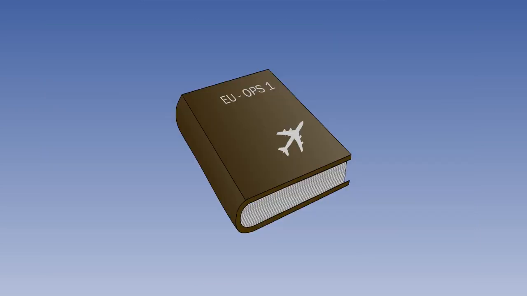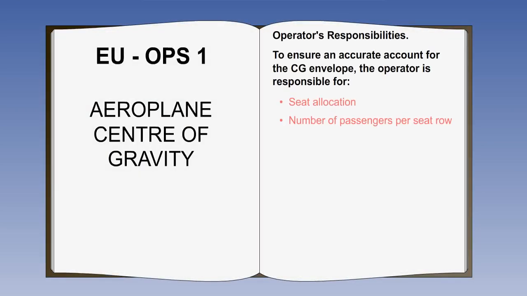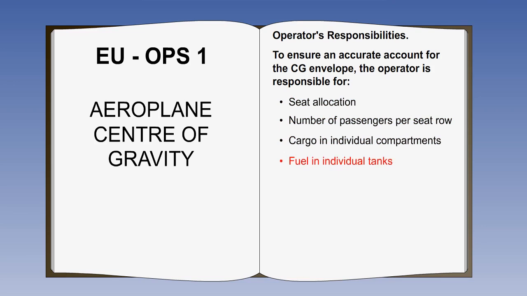EU Ops 1 requires the operator to ensure that the operational centre of gravity envelope accurately accounts for allocation of passenger seats and the number of passengers per seat row. Additionally, the envelope must account for cargo in individual compartments and fuel in individual tanks. If the operator cannot fulfill the requirements of EU Ops 1, operational margins would have to be applied.